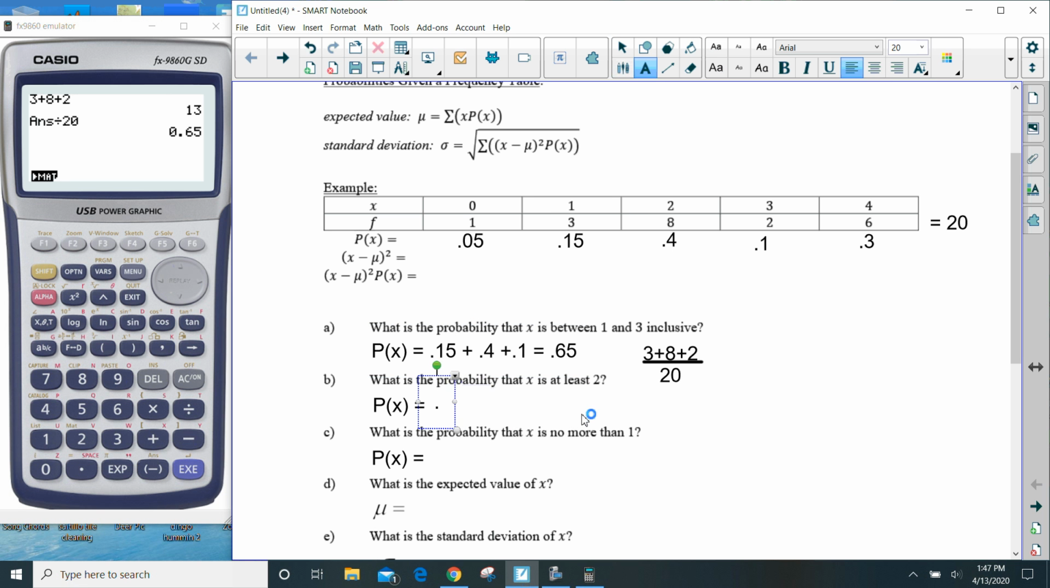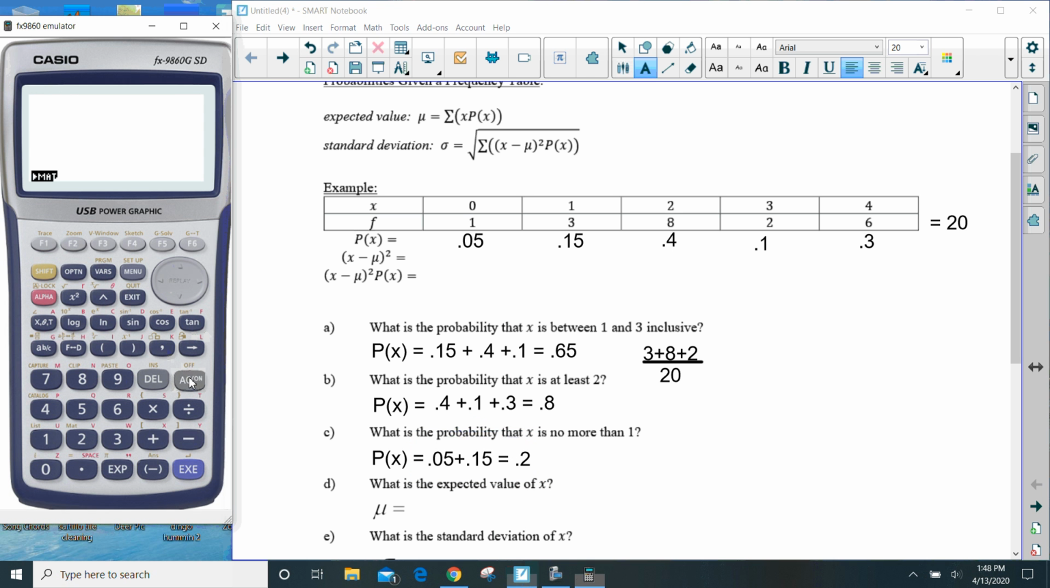So 0.4 plus 0.1 plus 0.3 is equal to 0.8. Or again, what you could do is at least 2 would be 8, 2, and 6 out of 20, which is 0.8. So you can take the individual frequencies. No more than 1 would be 0.05 and 0.15, so no more than 1, and that's going to be equal to 0.2.